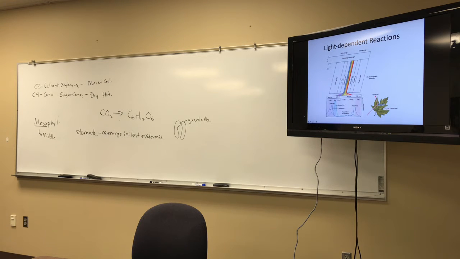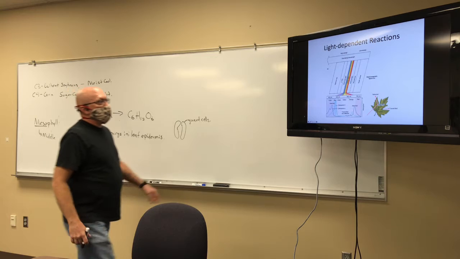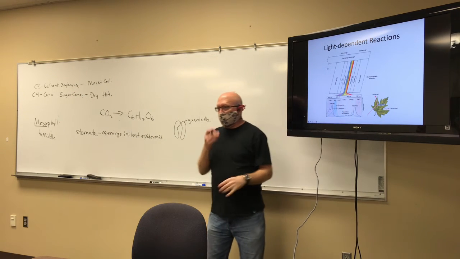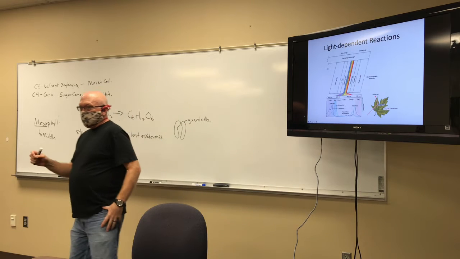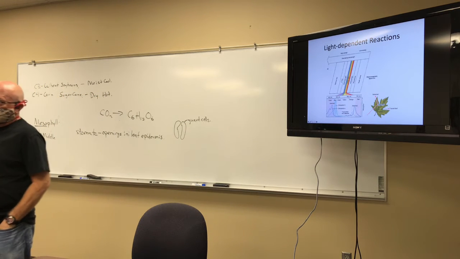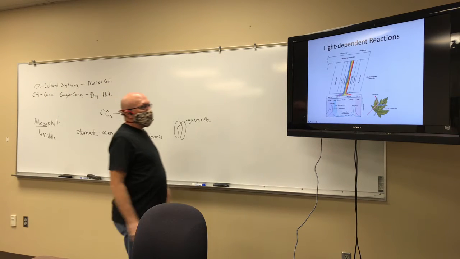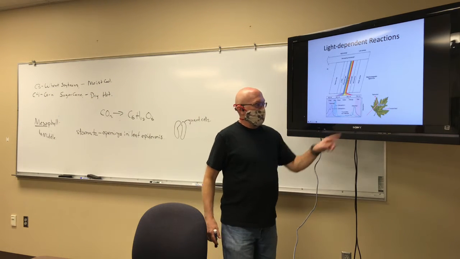If you're wearing a red William Jewell College shirt, which some of you are wearing, it's absorbing all of these other wavelengths of light except for wavelengths in the red zone, which it is not absorbing, which is why that red light is reflected back. So green is reflected back, and leaves are green not because they're absorbing green light, but because they're reflecting green light back. So these are the wavelengths that plants are capable of using.